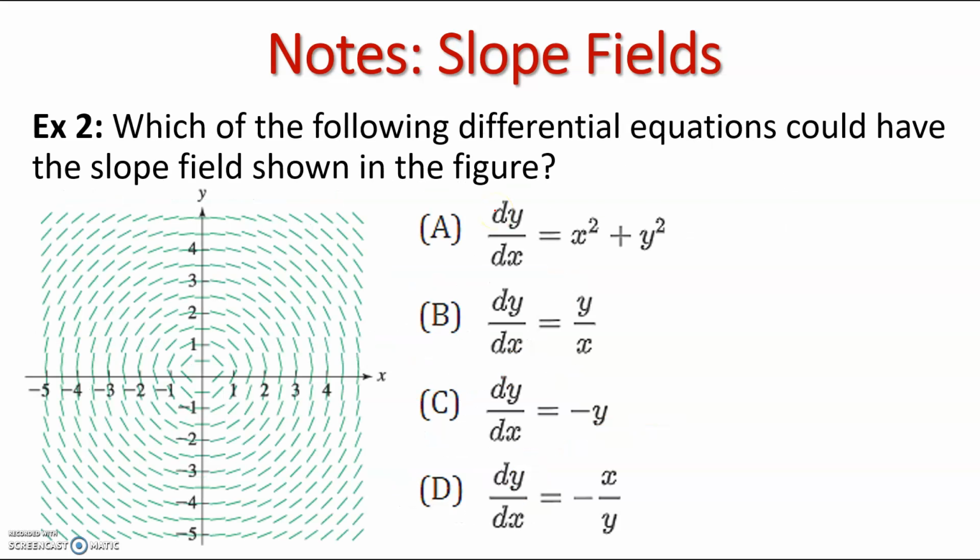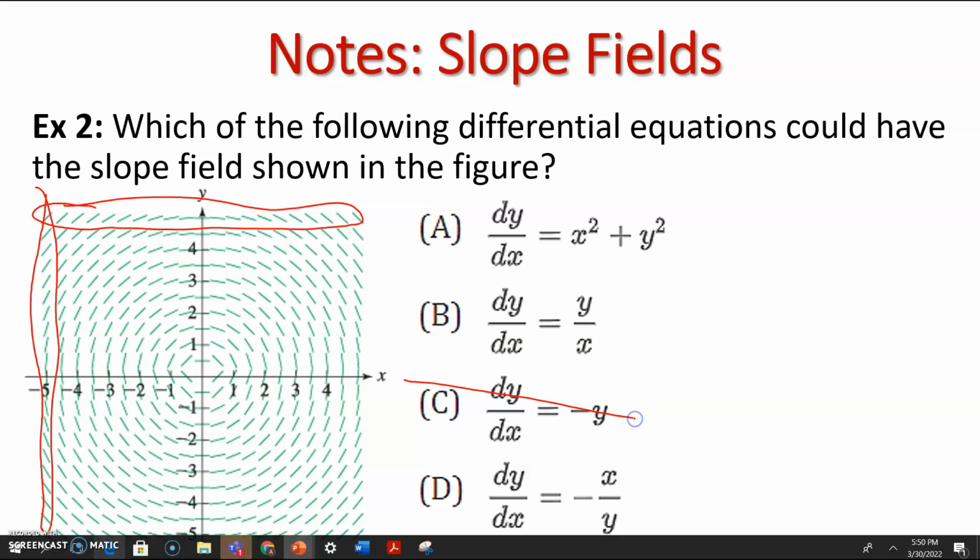All right, now let's look at another one. Which of the following differential equations could have the slope field shown in the figure? So once again, we're going to take a look and see if we observe anything. Now, when we look, we'll notice that as x changes, the slope changes. As y changes, the slope also changes. Therefore, we know it cannot be C because C only depends on y.